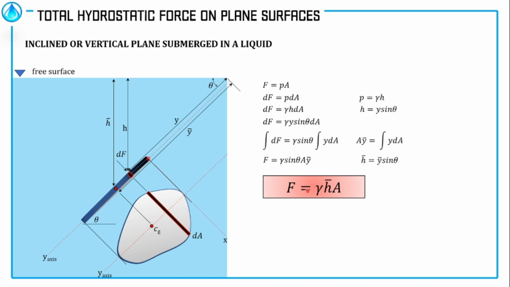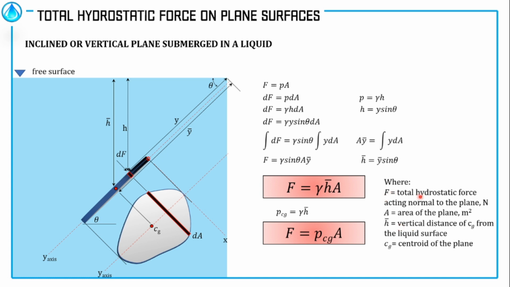Take note that this unit weight times h bar, gamma h bar, is just equal to the pressure at the center of gravity. Then we can substitute this pressure at the center of gravity for gamma h bar, so we have this equation. These two equations will help us solve for the total hydrostatic force acting on the plane or inclined surface, where F is the total hydrostatic force acting normal to the plane in Newtons, A is the area of the plane in square meters, h bar is the vertical distance of the center of gravity from the liquid surface, and Cg is the centroid of the plane.